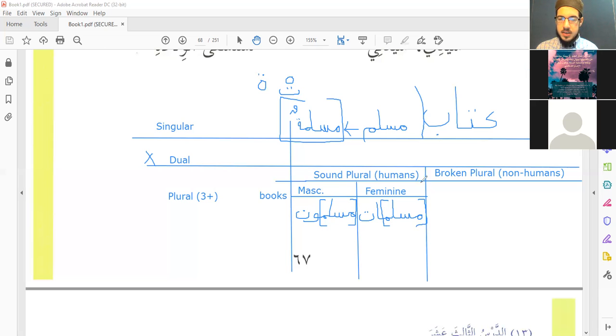Okay, excellent. So now we get to the difficult part, which is the broken plural. Any non-human noun is going to have a broken plural. And regretfully, there are many, many patterns of the broken plural. With the sound masculine plural, there's only one pattern: un. With the sound feminine plural, there's only one pattern. But with the broken plural, there are many patterns, and most of them just need to be memorized, which is a shame. Very few things are like that in Arabic, but this one is.